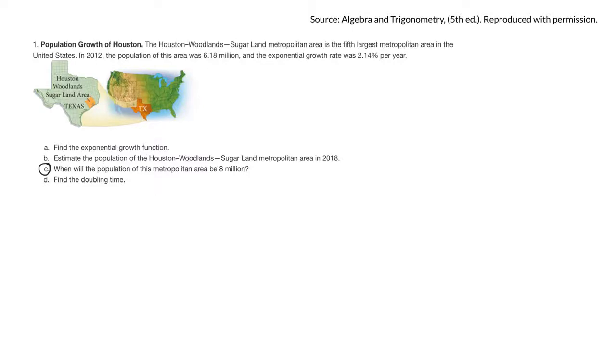Okay, here's a couple of exponential logarithmic equation word problems. Population growth: Houston, fifth largest population. It's starting at 6.81 million, so that'd be P0. And the growth rate is 0.0214. That'll be my growth rate. Then they say find the exponential growth function. So letter C, when will the population be 8 million?